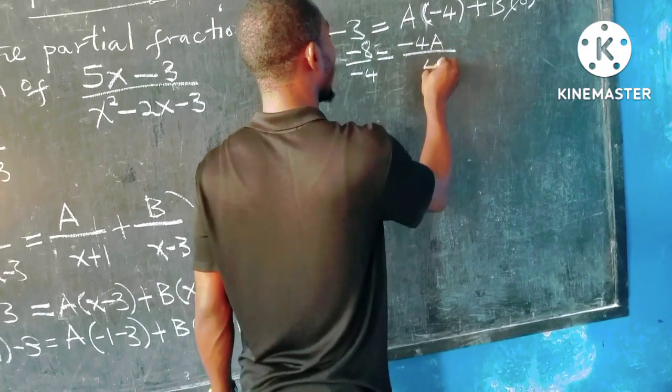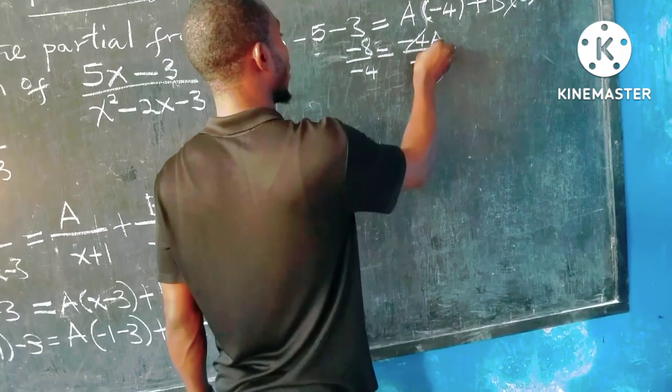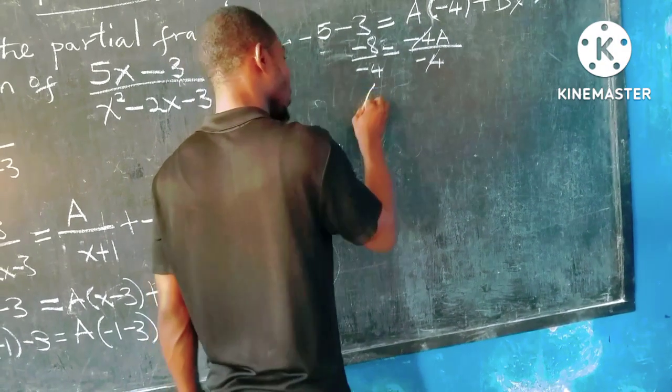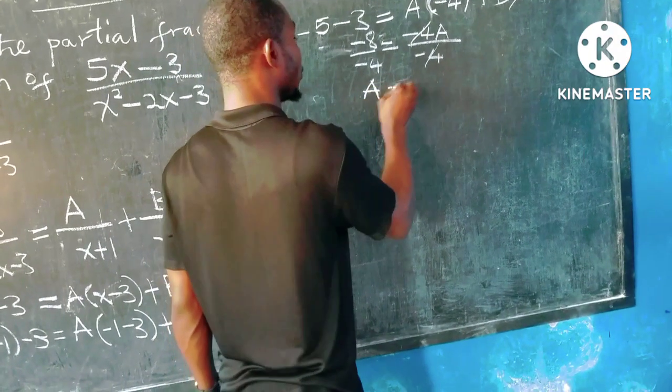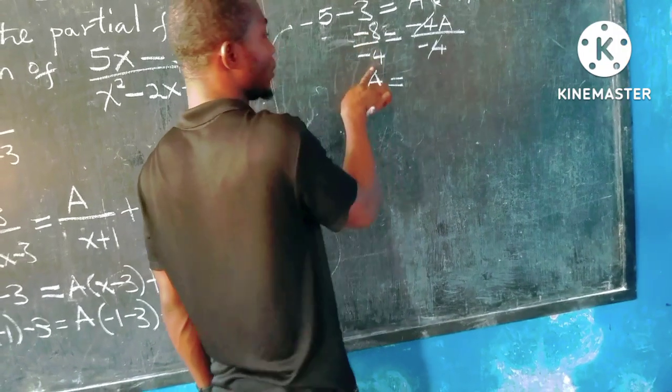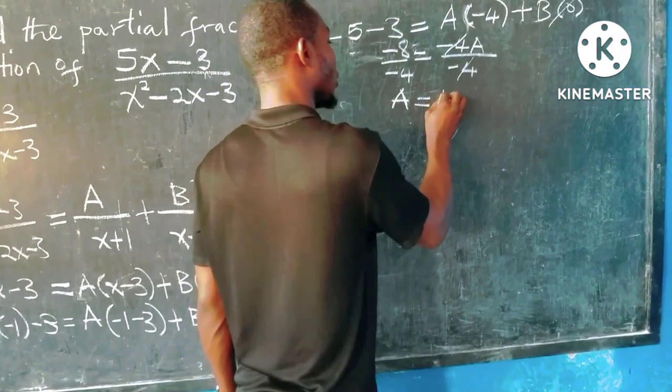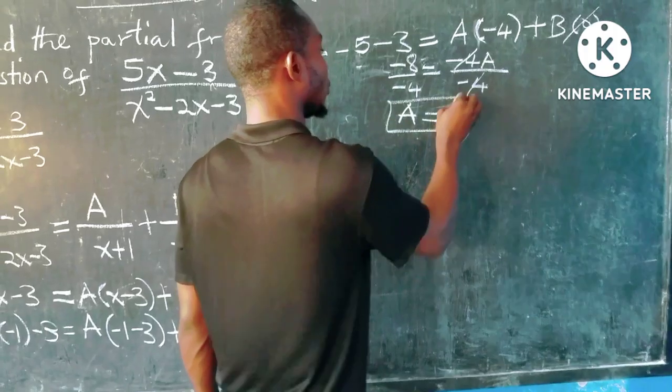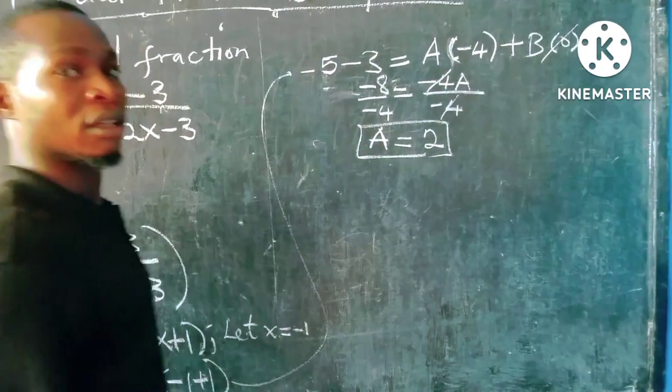Divide this by minus 4. Minus 4 cancels minus 4, leaving A. So A now will be equal to minus 8 divided by minus 4, which will give a positive 2. So this is the value of A.